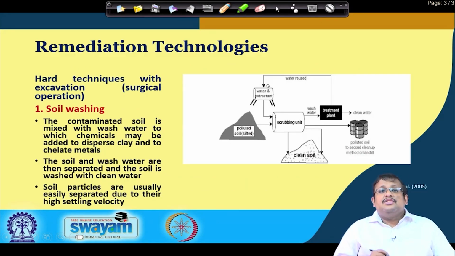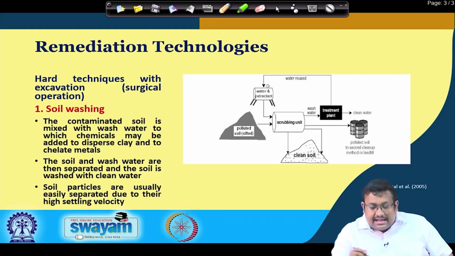Now, another treatment is known as soil washing. In soil washing, the contaminated soil is mixed with wash water, to which chemicals may be added to disperse clay and to chelate the metals. The soil and wash water are then separated and the soil is washed with clean water, and the soil particles are usually easily separated due to their high settling velocity. This is shown in this diagram.